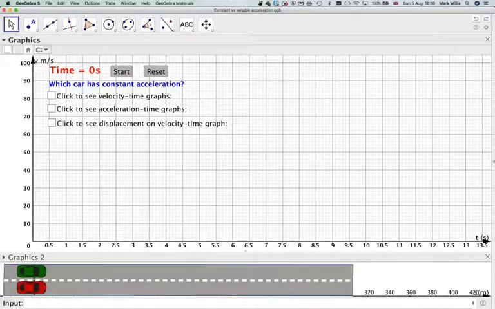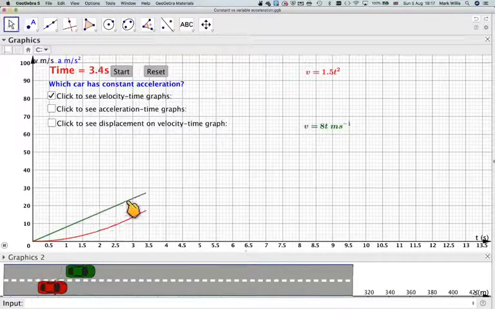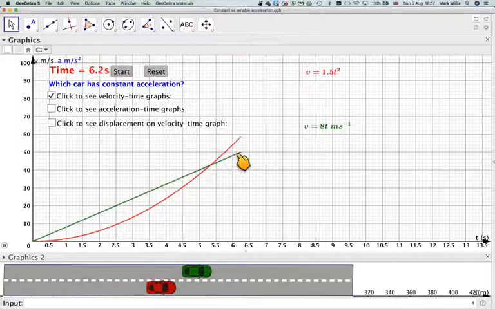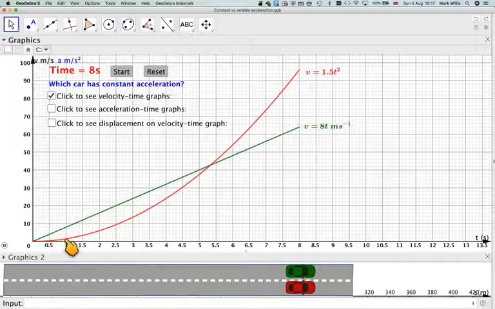So let's just reset, and this time we'll draw the velocity time graphs. We'll start again here. What we can see is that the graph of the green car is a straight line, but the velocity time graph for the red car is actually a curve. So what happens in the case of the red car is that it starts off slowly and then starts getting faster more quickly. We've got some sort of slow acceleration here, and towards the end it's speeding up. However, for the green car, the acceleration is always the same amount each time. It's increasing by the same amount.